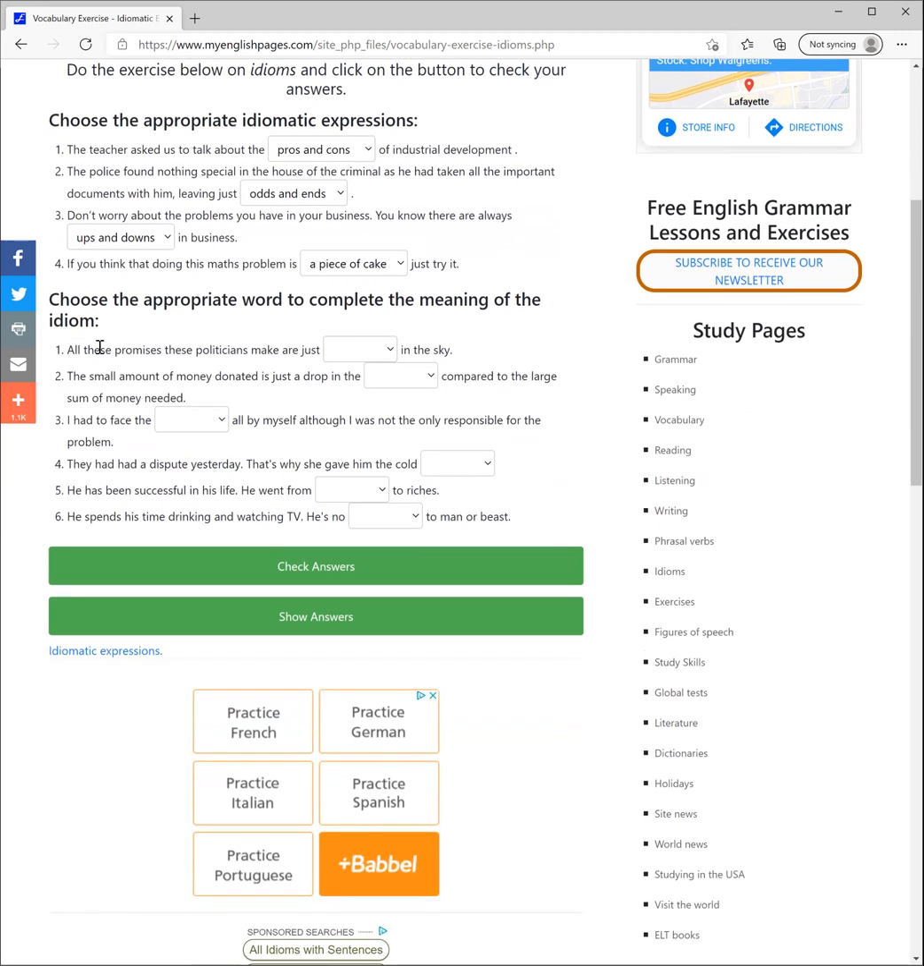So all these promises these politicians make are just, I think it would be music. Actually, I've never heard this one before. I think it's music in the sky, which just means that what they say isn't true. It's false promises. The small amount of money donated is just a drop in the ocean because the drop in the ocean is like very small, and they're saying this money doesn't mean a lot.